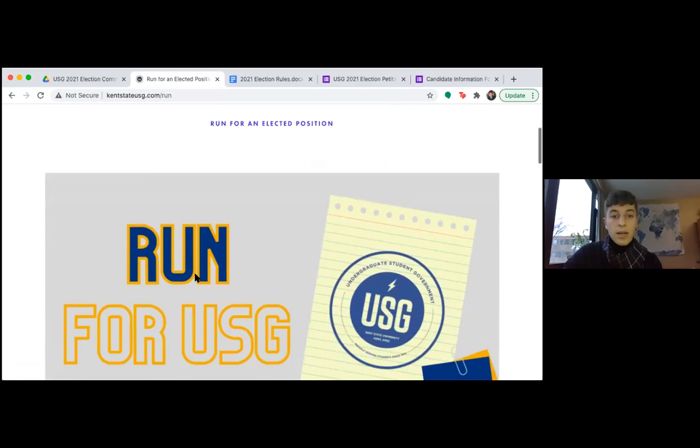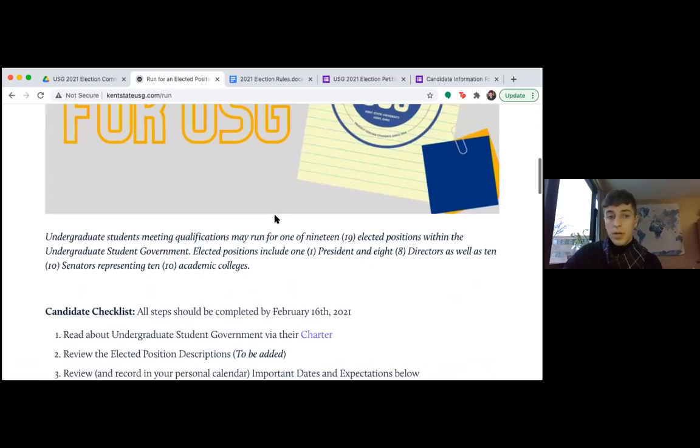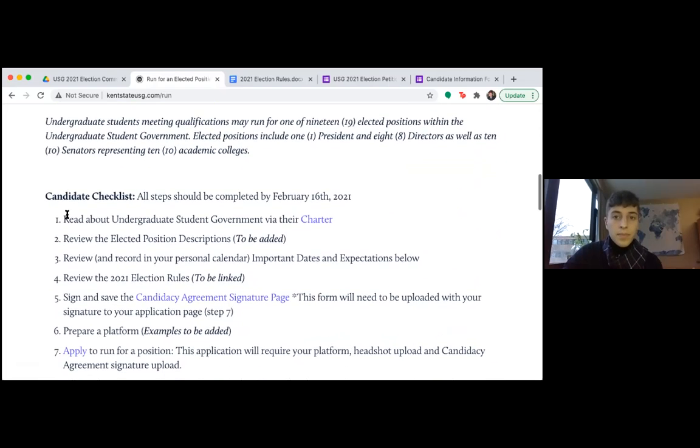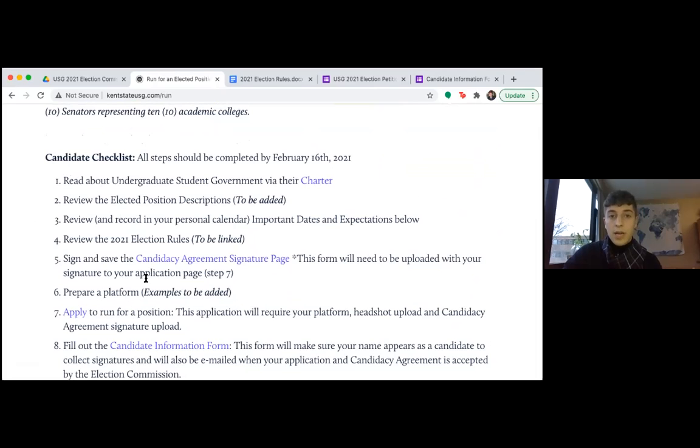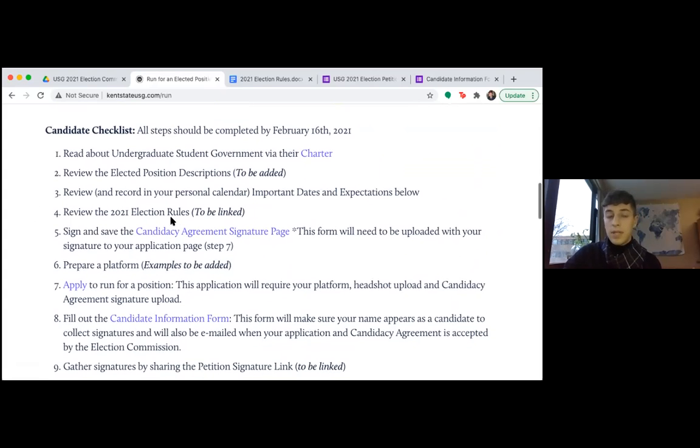This page is dedicated to running for a USG position. Today we're going to go through the candidate checklist, and I have some other documents up in different tabs that we'll go over. They're all linked here, so you should have access to them in one form or another. Wherever there are not links currently, they will be added, and they can be added pretty quickly. We did have to get a bit of a running start this year, considering how the schedule was laid out, so I apologize for any inconvenience, but everything that you need to run is up.